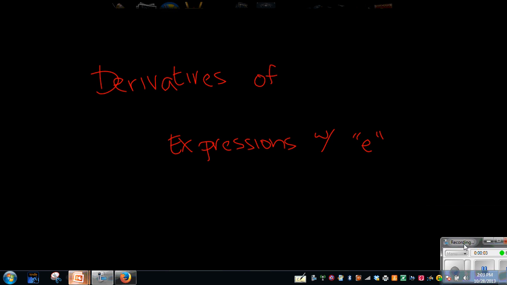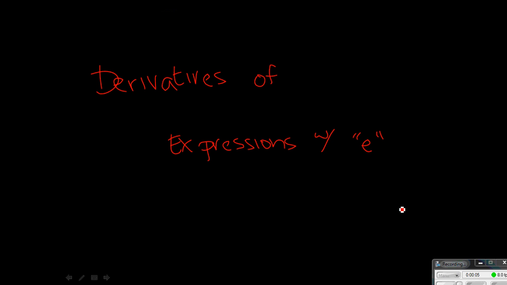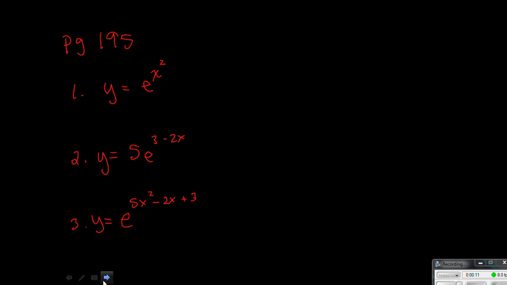Okay, this is going to be about taking derivatives of expressions involving e, which is Euler's number. And I'm on page 195, and I'm doing similar problems to that. So the first thing that you have to know is the formula for the derivative. So the derivative of e to the u is e to the u times whatever the derivative of that exponent is.